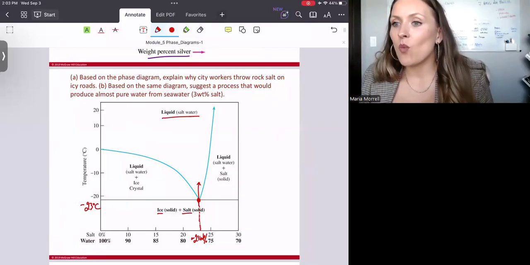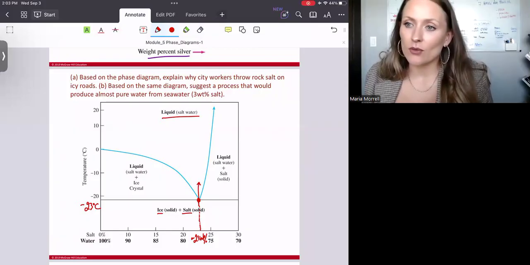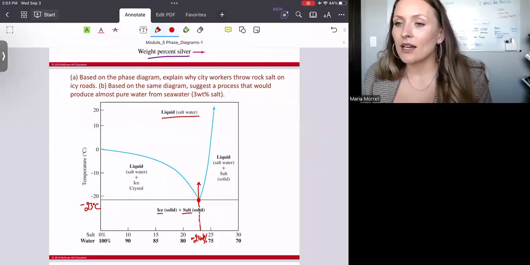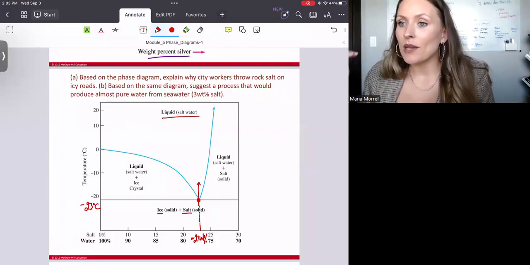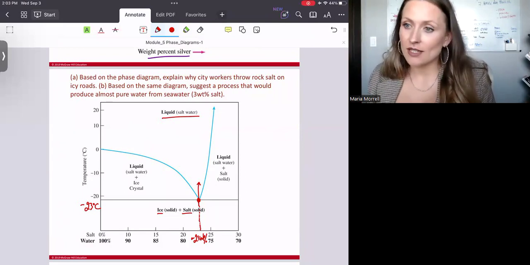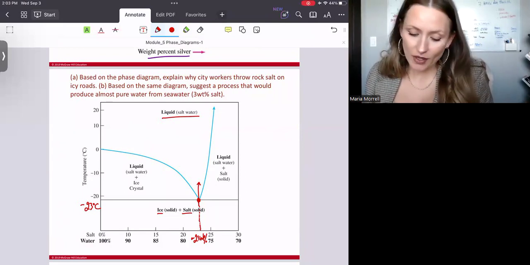And that basically explains why the city workers throw salt on the roads. Because they're trying to melt the ice by dropping the melting temperature, simply by changing the composition of the alloy.